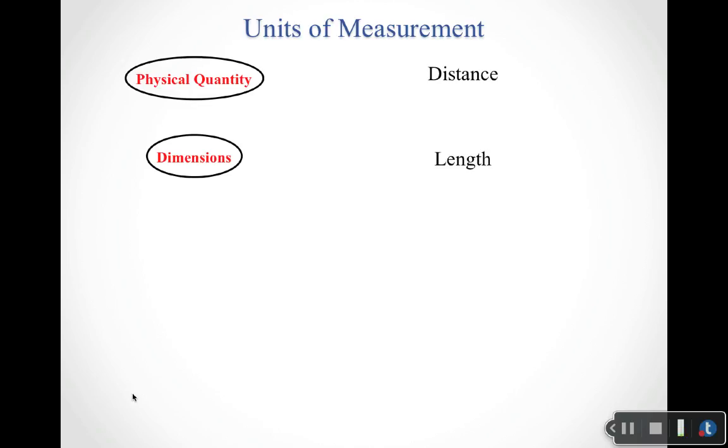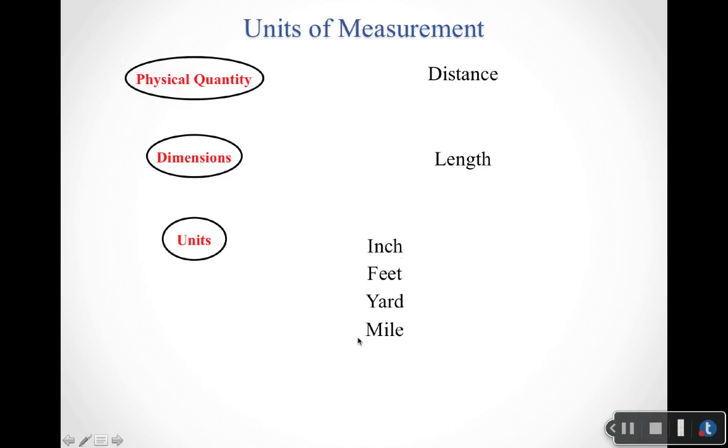Well, once I've decided what physical quantity I have, I can think about that quantity's dimensions. Distance has dimensions of length. So the dimensions tell me fundamentally what I am keeping track of with that physical quantity. And then for each dimension, there are actually multiple units.